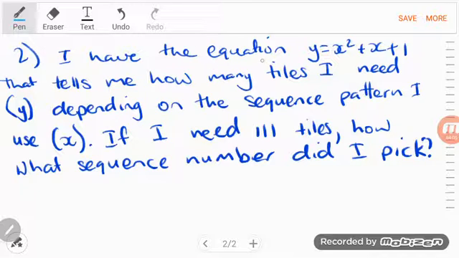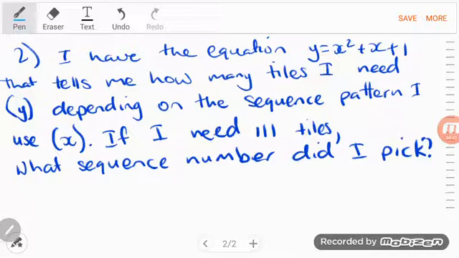I have the equation y equals x squared plus x plus 1 that tells me how many tiles I need, which is represented by y, depending on the sequence pattern I use, x. So x is the sequence pattern number, and y is how many tiles. If I need 111 tiles, so there you go, number of tiles, y. So y is equal to 111. What sequence number did I pick?